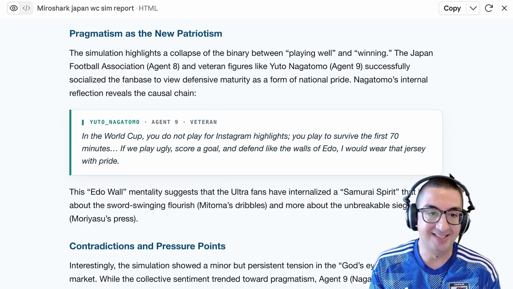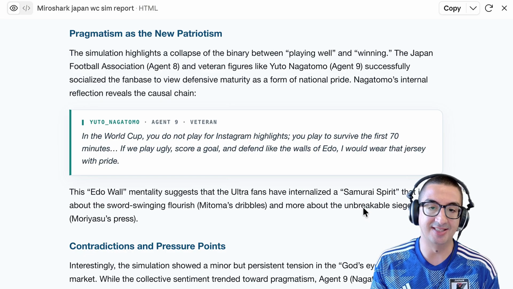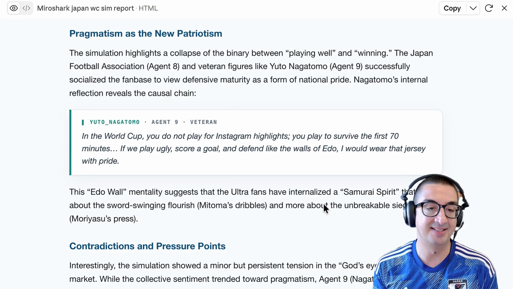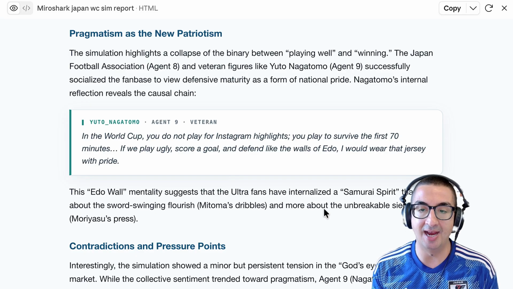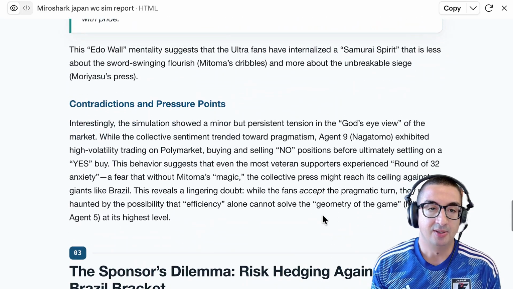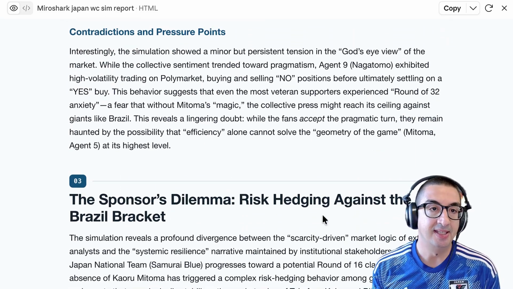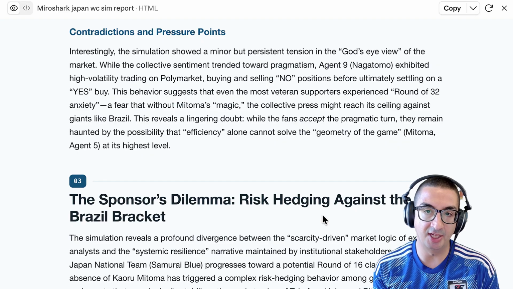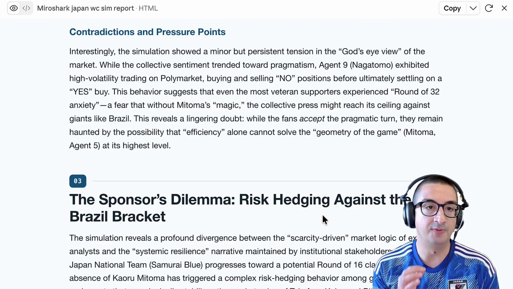pride. This Edo wall mentality suggests that the ultra fans have internalized a samurai spirit that is less about the sword swinging flourish, Mitoma's dribbles, and more about the unbreakable siege, the Moriyasu press technique. Contradictions and pressure points. Interestingly, the simulation showed a minor but persistent tension in the view of the market.